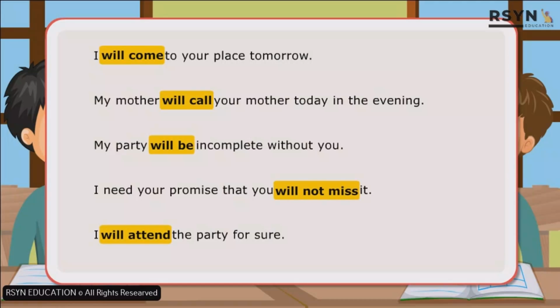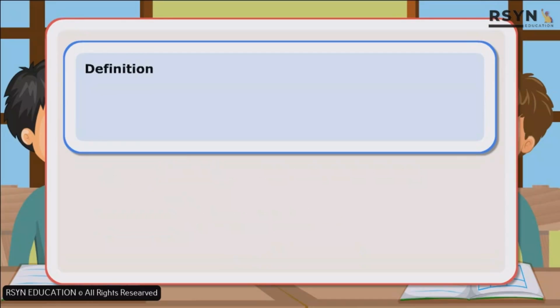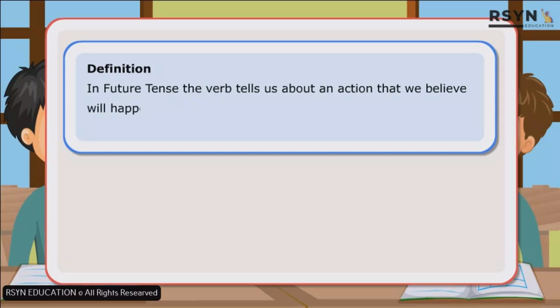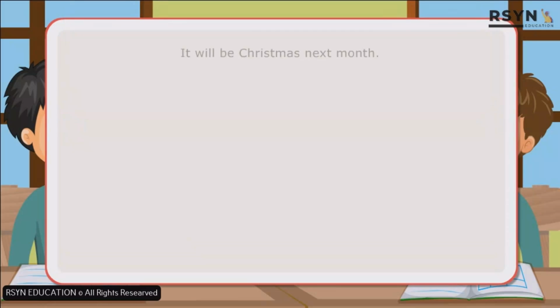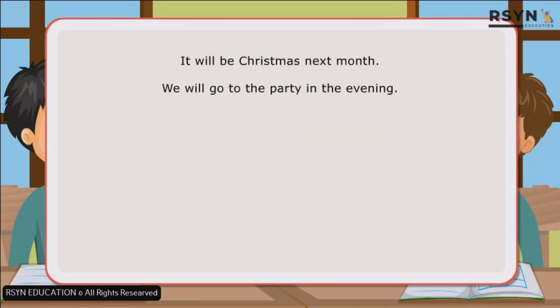Definition. In future tense, the verb tells us about an action that we believe will happen in the future or about a future fact, something that is bound to happen in the future. Let us look at few sentences. It will be Christmas next month. We will go to the party in the evening. Anu thinks Sarita will top the class.